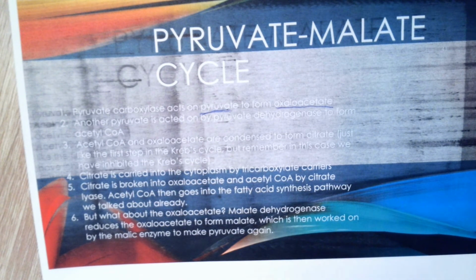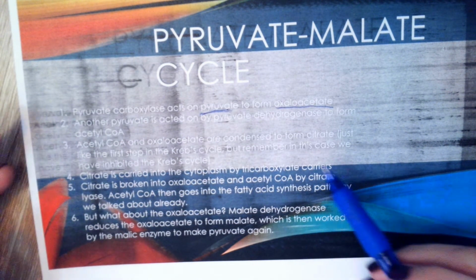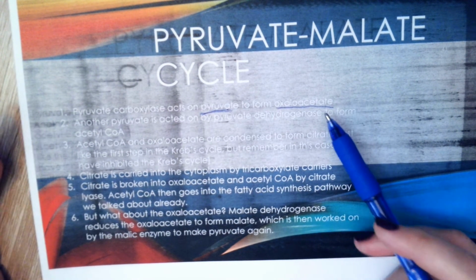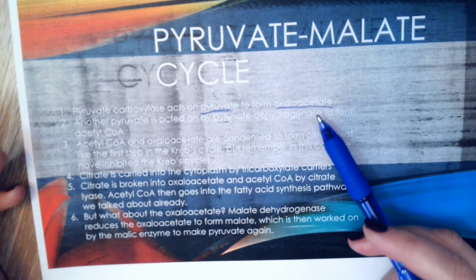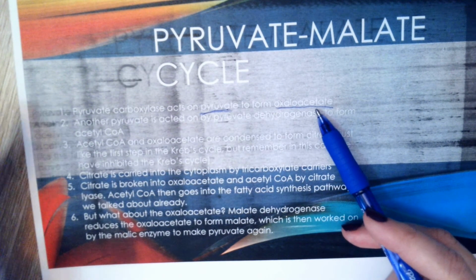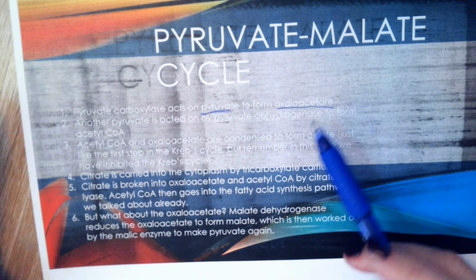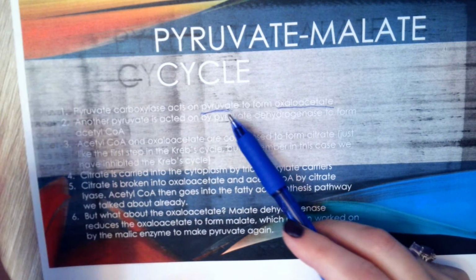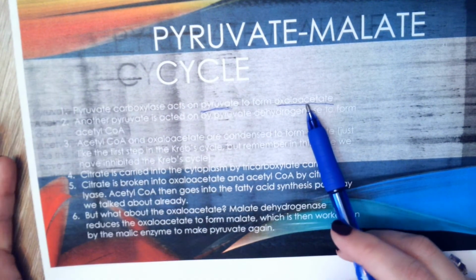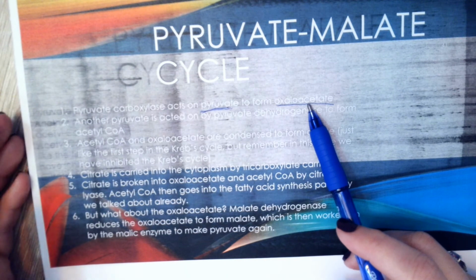We've seen oxaloacetate as coming out of the Krebs cycle. We've seen it as coming out of acetyl-CoA. We've seen it as coming out of aspartate. So we've seen oxaloacetate being able to be made by a lot of different other molecules. But here is another way. By taking pyruvate, using pyruvate carboxylase, and now we have oxaloacetate.